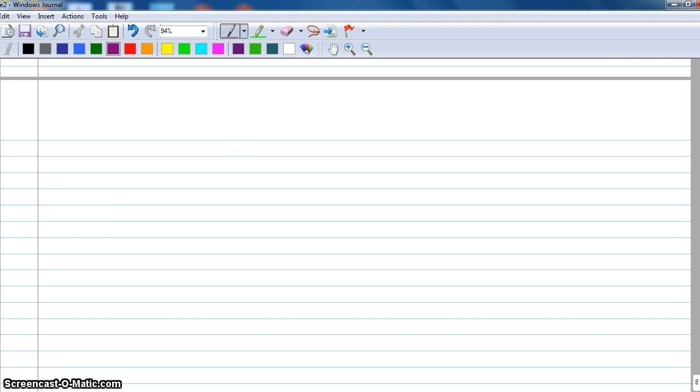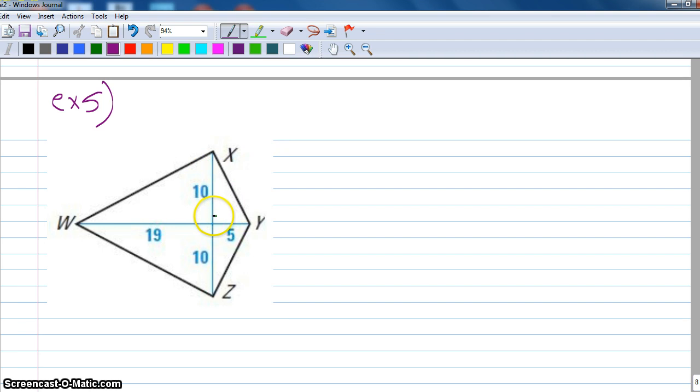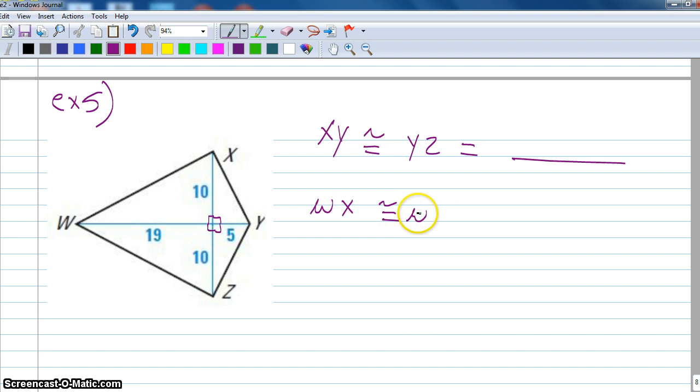Now let's try one last example and we're done. I know you're all excited. And this one's going to be about the diagonals. Example 5. And here we go. Don't forget, diagonals make 90. So all of these have 90 degrees. They're all right triangles. How much is XY? How long is XY? And how long is WX? Don't forget that XY is congruent to YZ. Same number. So they equal a number over here. And WX is congruent to WZ.